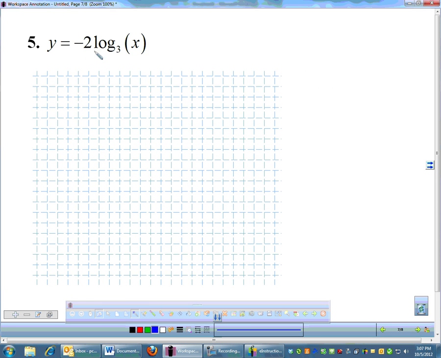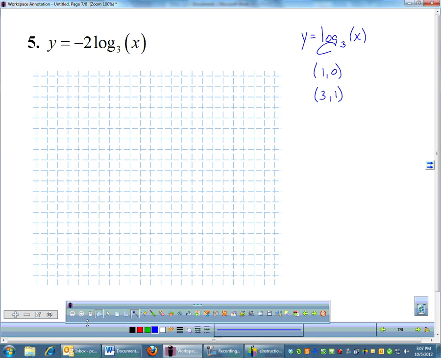Let's see, what about this one, negative 2 log base 3 of x? Again, there's a transformation, and I'm going to identify the parent function first, which in this case would be log base 3 of x. And I know that log base 3 of x goes through the ordered pairs 1, 0, and 3, 1, right? All right, and then I've got to figure out what in the world does the negative 2 do.